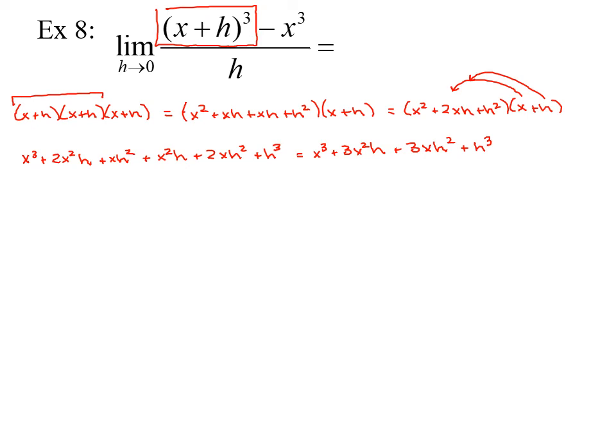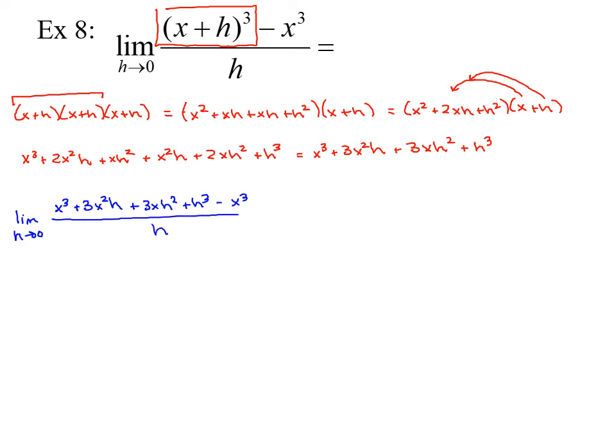You must now take this and plug it into where you have the boxed in stuff at the top. This would be the limit as h goes to 0 of x cubed plus 3x squared h plus 3xh squared plus h cubed minus an x cubed, that's the minus part there, all divided by h.